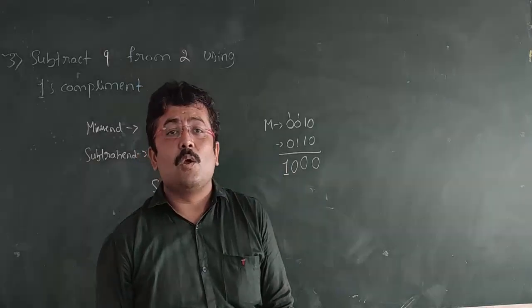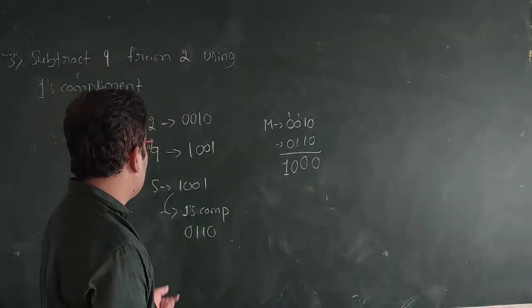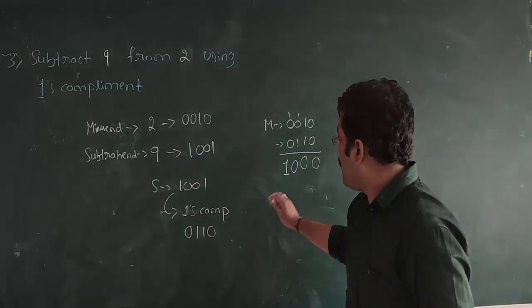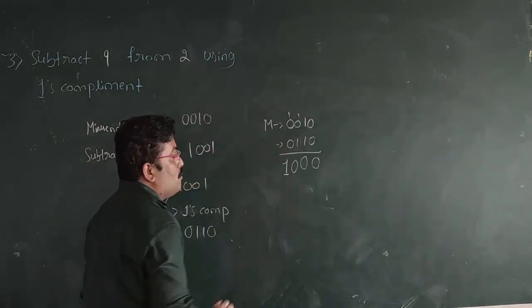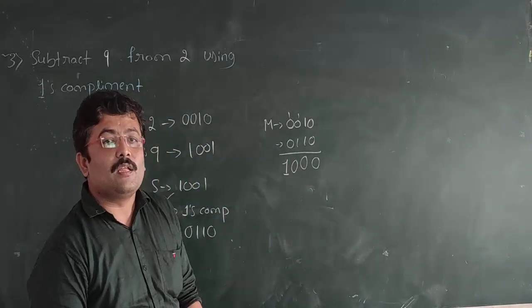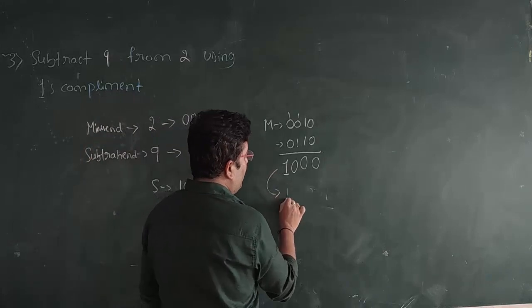So this is adding the ones complement to the minuend. The answer I get is 1000, but here the end around carry is not generated. So again I want to recomplement the answer.